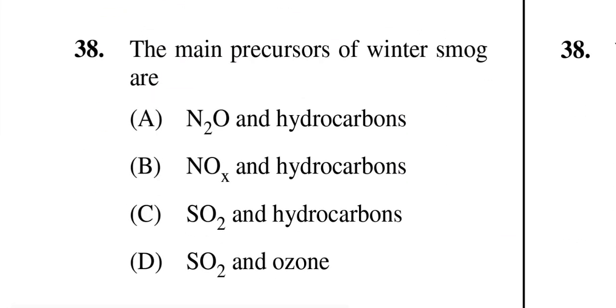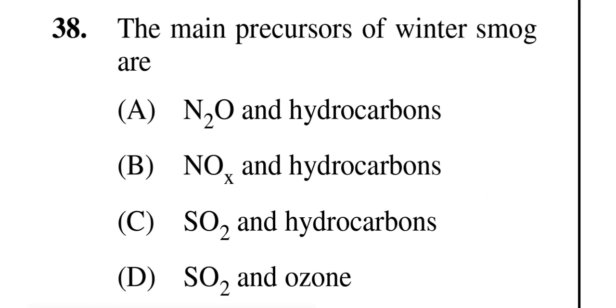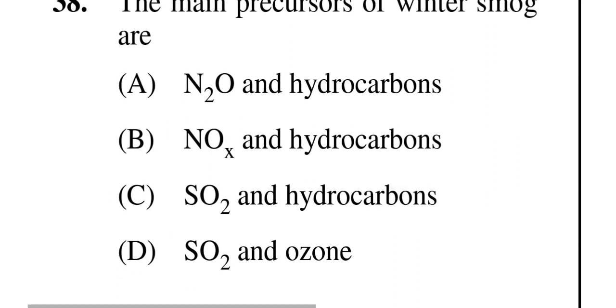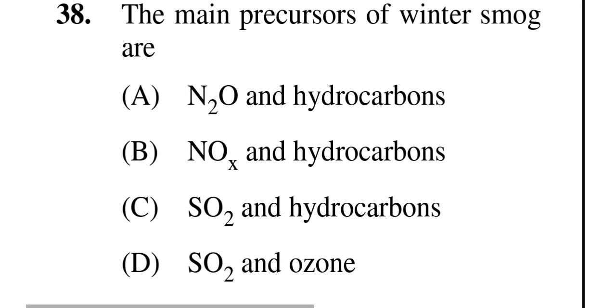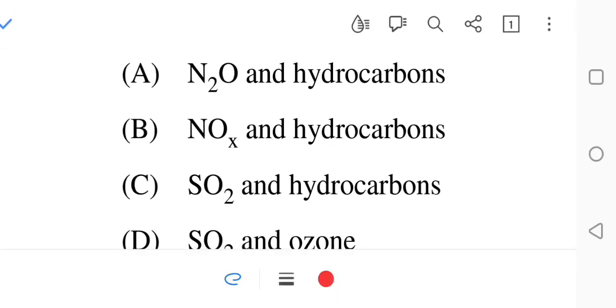38. The main precursors of winter smog are N2O, maybe nitrogen oxide. Since I'm not a student of science, I have a little doubt, so verify it. N2O and hydrocarbons, NOx and hydrocarbons, SO2 and hydrocarbons, SO2 and ozone. The correct answer of 38 will be NOx and hydrocarbons.